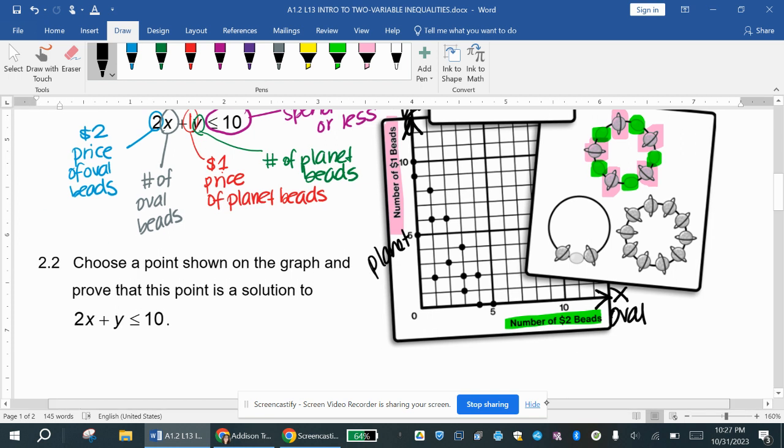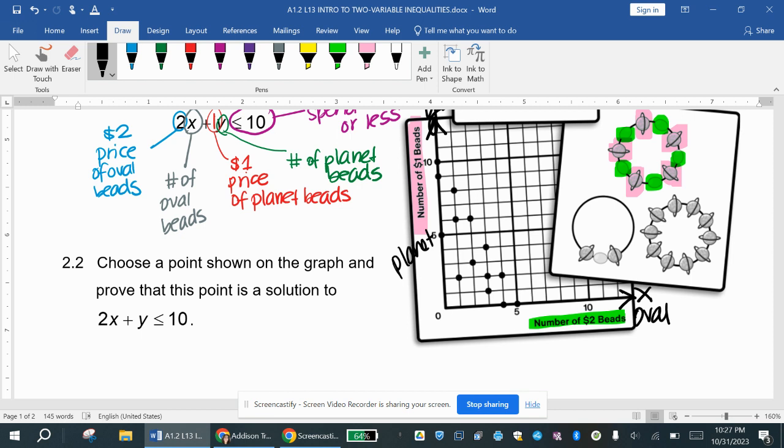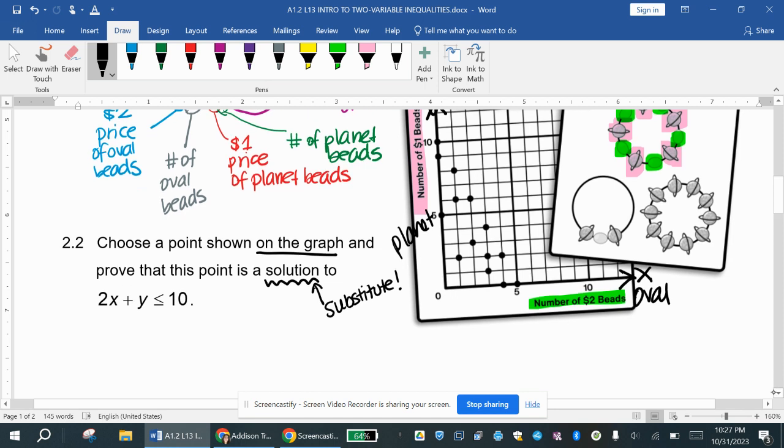Okay, you are now going to choose a point shown on the graph, and prove that this point is a solution. So think back to how we've used substitution to prove that something is a solution to an inequality. Now remember, there's lots of options here, right? Of ordered pairs you can pick. You just need to pick one.